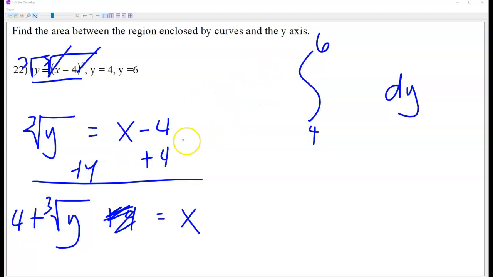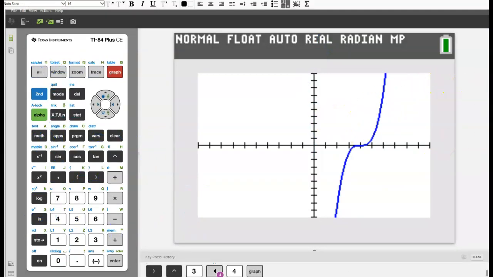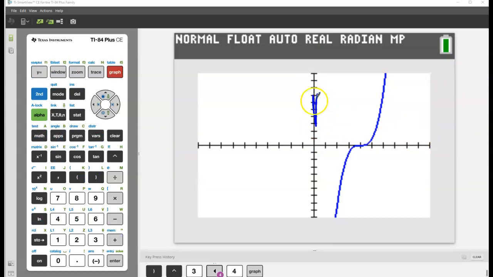But anyway, so there's that. Now, what are the two curves that we're finding the area between? Well, I'm finding the area between, let me clear this up really quick. We're finding the area between this curve and this axis, okay? Now, the y-axis is the equation x equals 0, okay? So we're finding the area between this curve, which is x equals the cube root of y plus 4, and this line, the y-axis, which is the equation x equals 0.